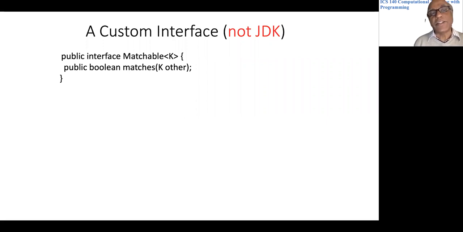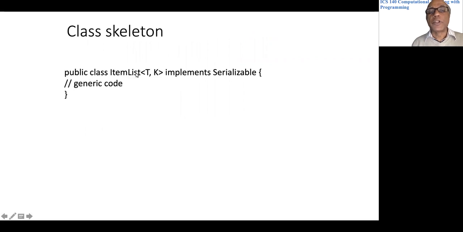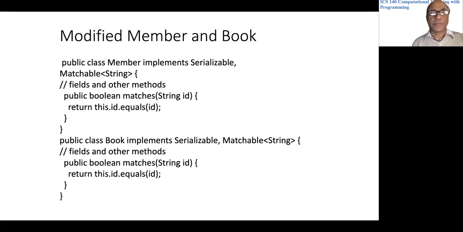So the intent is that any element or any type that needs to be stored in the item list class should be implementing the matchable interface for K. So member implements serializable, and it would implement matchable for string. Book implements serializable and also implements the matchable interface for string.